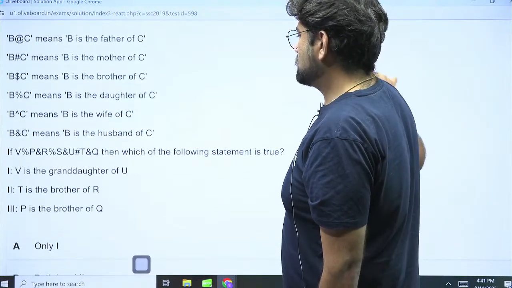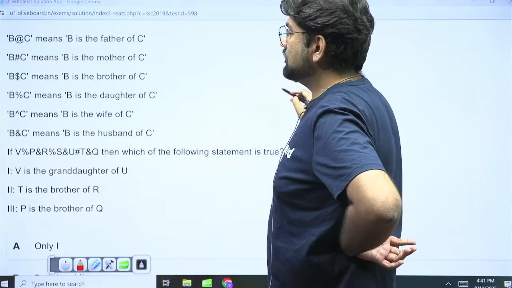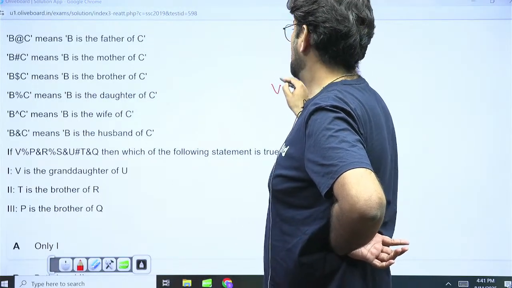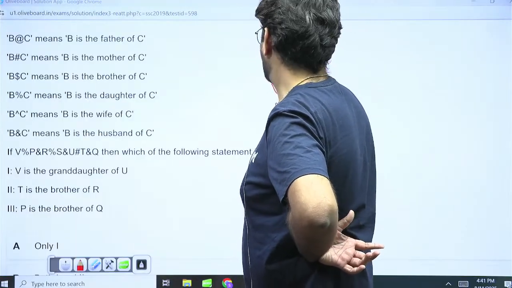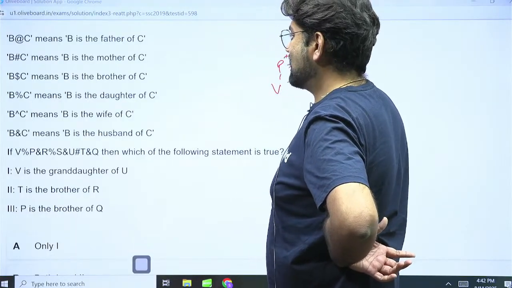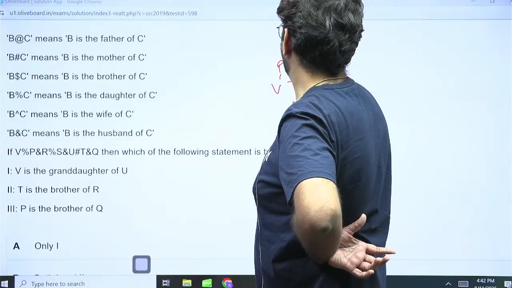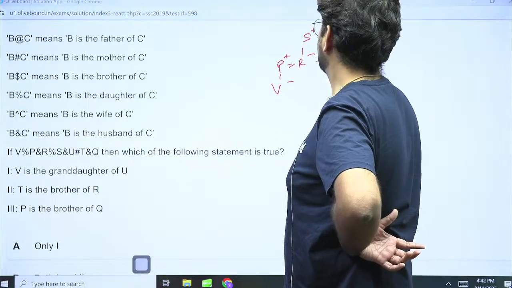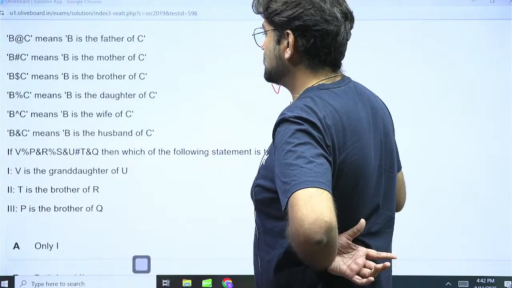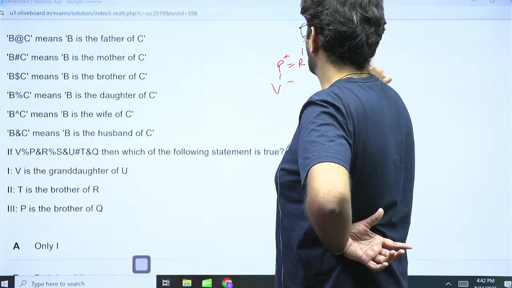Okay. Which of the following statements is true? We quickly draw the tree. V percent P. V is the daughter of P. P ampersand R. P is the husband of R. R is the daughter of S. S is the husband of U. U hash T. U is the mother of T. T ampersand Q. T is the husband of Q. Okay, this is the tree.